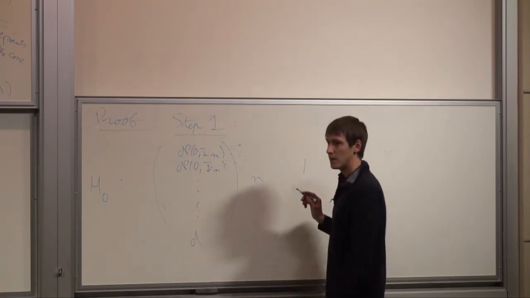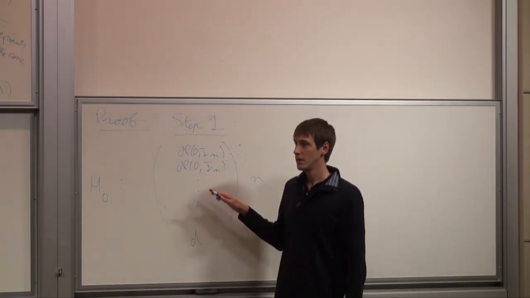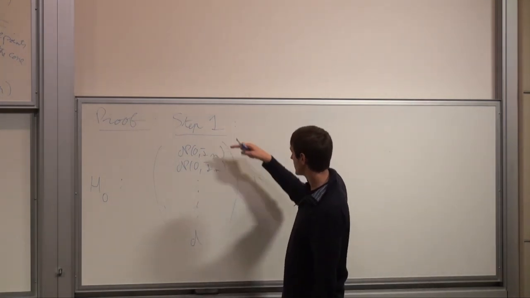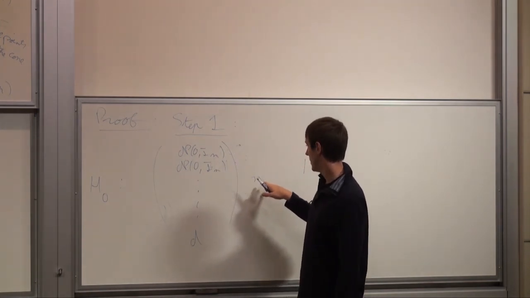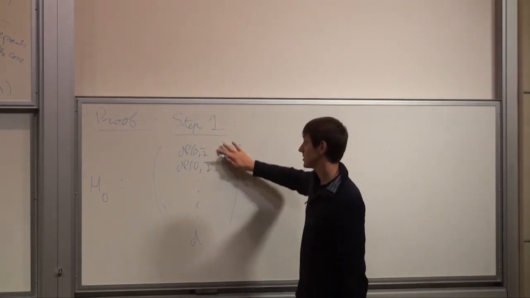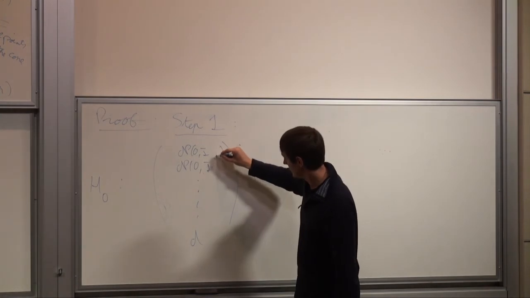It's I_d. Sorry? Zero, I_d. Yes, identity in dimension n. And d. Yeah, d, sorry. Yes, thanks. I_d. Absolutely.